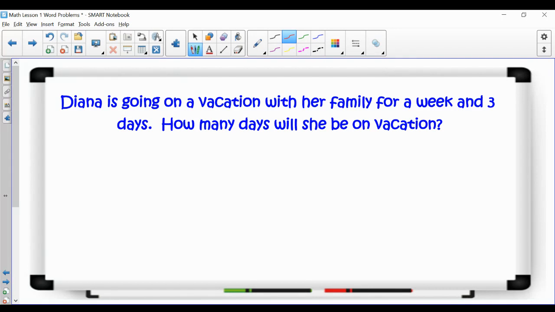Diana is going on a vacation with her family for a week and 3 days. How many days will she be on vacation? What's the hidden information here? That's right. A week is a piece of hidden information. We know that a week is 7 days. So if Diana is going on vacation with her family for a week, that's 7 days and 3 days. How many days will she be on vacation? 10 days.